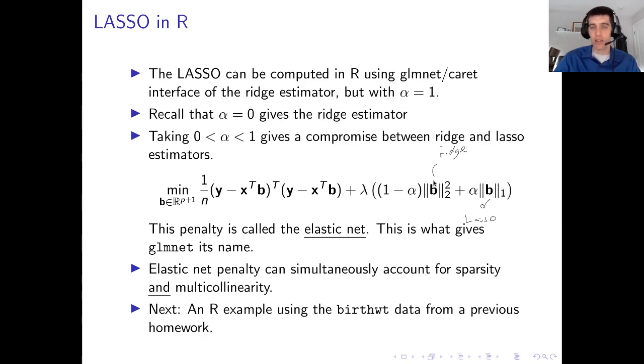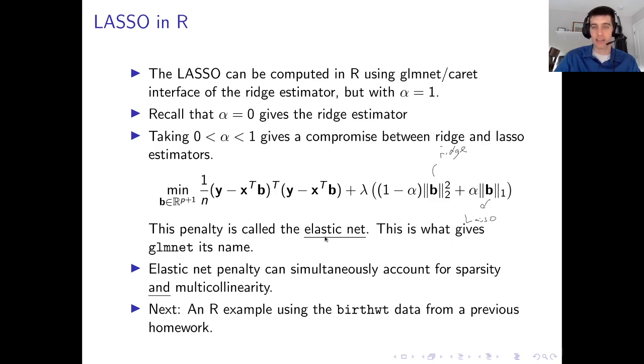If alpha is 1, you get no ridge, you only have lasso. So this alpha is a parameter which allows you to compromise between these two penalties here. And this penalty, where you allow an arbitrary alpha, is called the elastic net. This elastic net penalty is what gives GLMNet. So this is generalized linear model net.